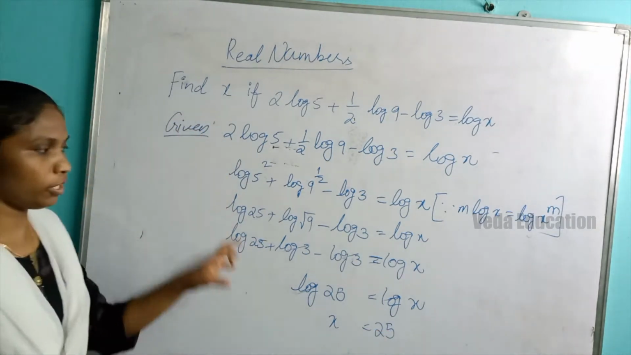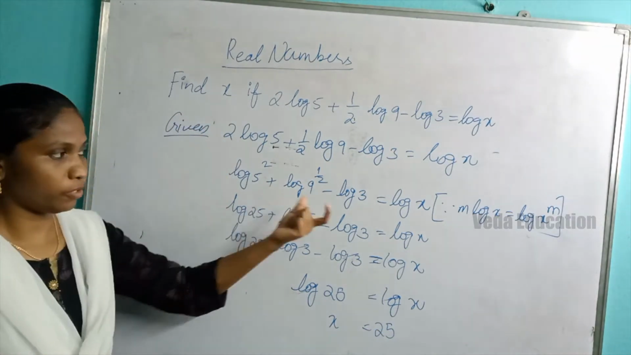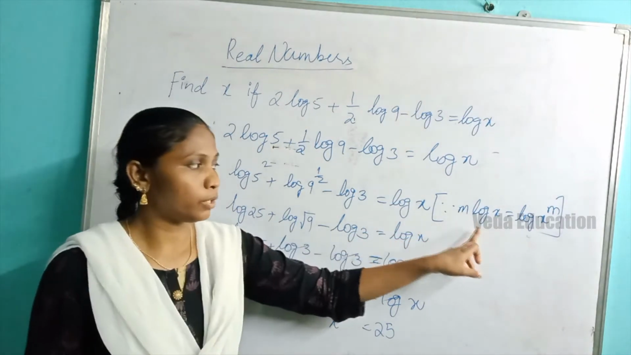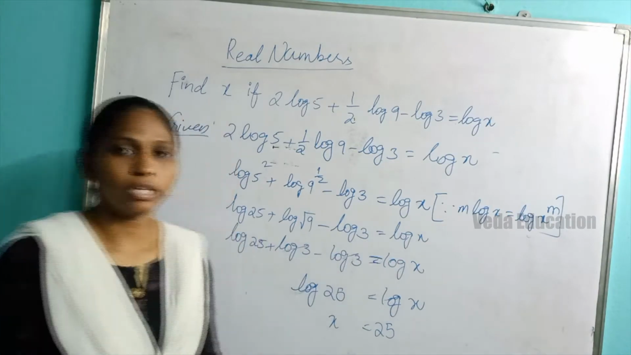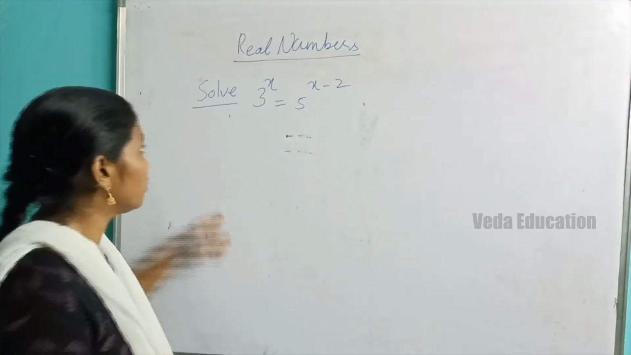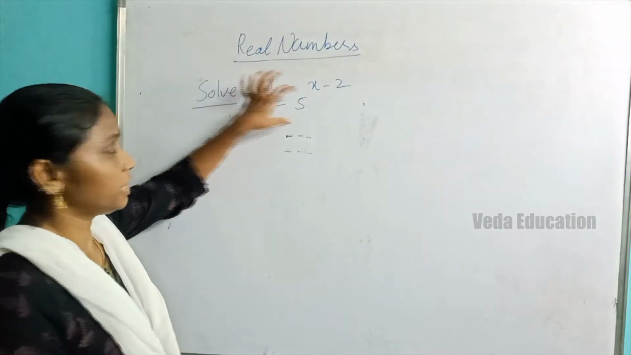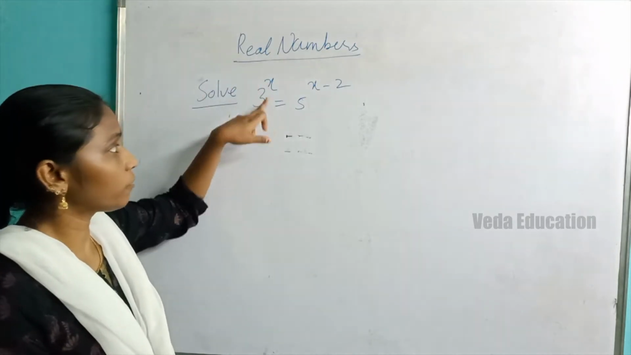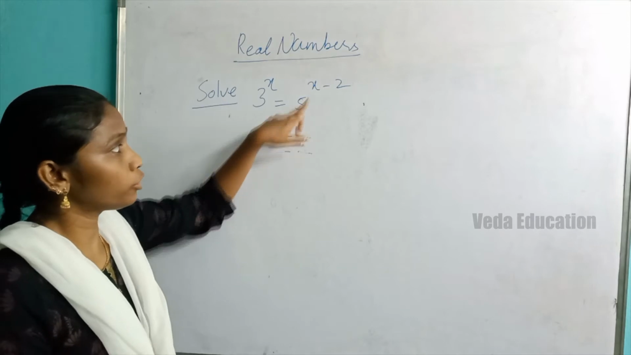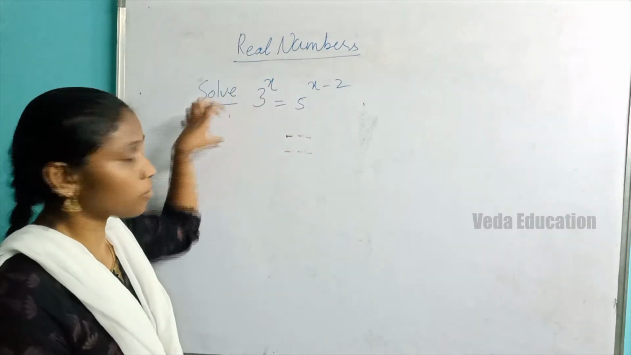Got it? Here only one law of logarithm was used, that is the third law, m into log x equal to log x to the power of m. Got it? One more problem here. They asked to solve this equation. Which equation is given to us? 3 to the power of x equal to 5 to the power of x minus 2.